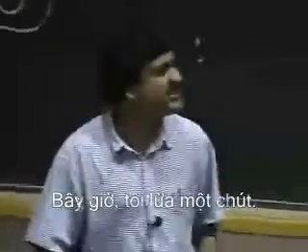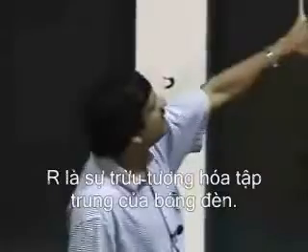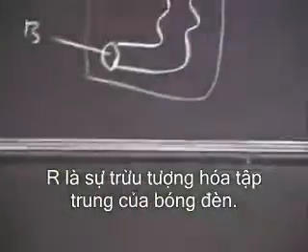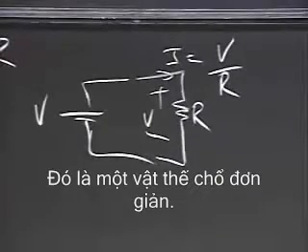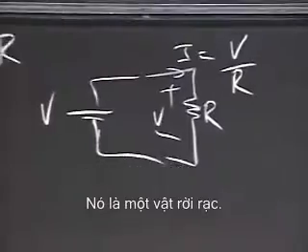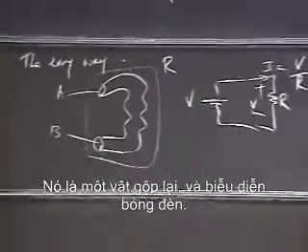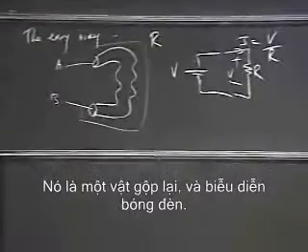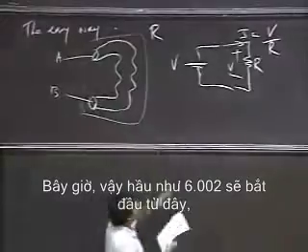Now, I've cheated a little bit. R is a lumped abstraction for the bulb. So when you look at this resistor here, that is simply a placeholder. It's a stand-in for this complicated thing called a bulb. It's a discrete object. It's a lumped object and represents the bulb. Now, most of 6002 will take off from here.